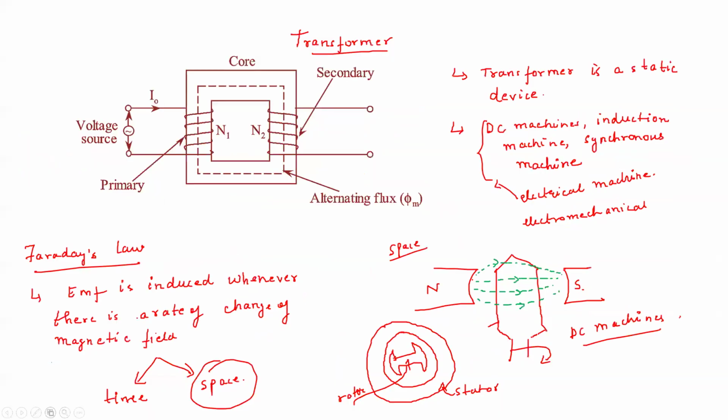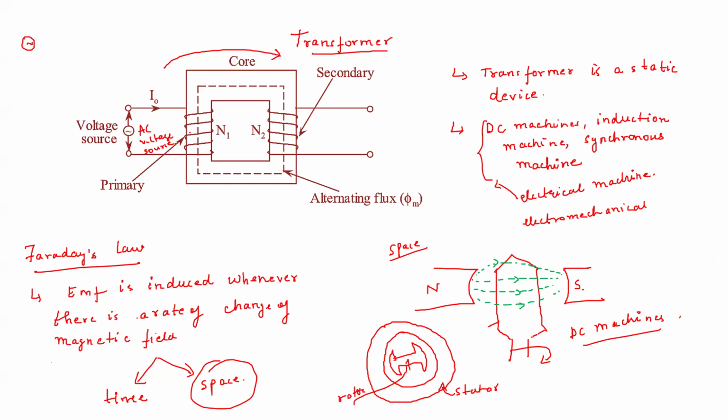Since there is no rotating part, there has to be some rate of change of magnetic field. For producing this rate of change of magnetic field, we provide an AC voltage source, meaning the EMF which is provided at the primary winding. You will see in the transformer there are two windings: a primary winding and a secondary winding. If we want to transfer the power from the primary side to the secondary side, we will provide the AC source at the primary.